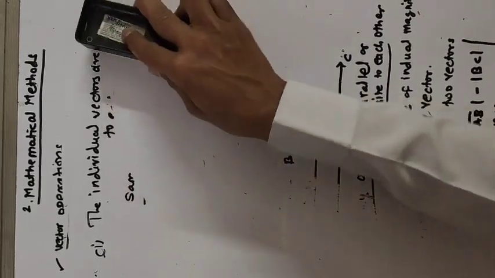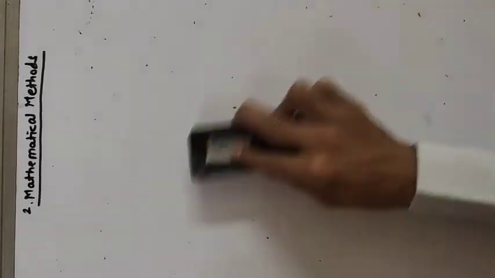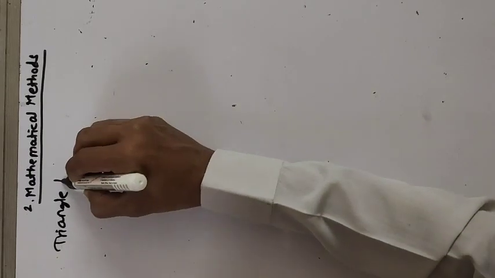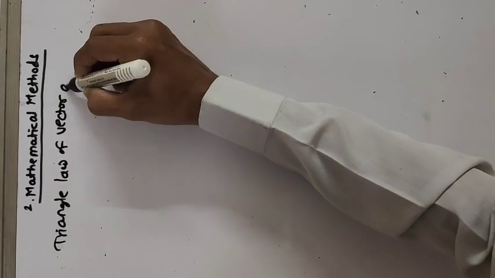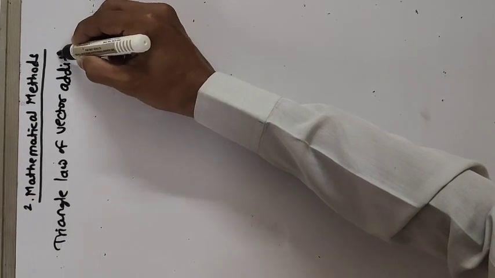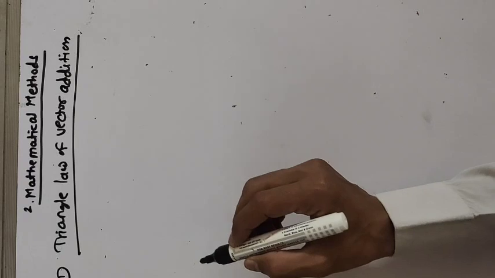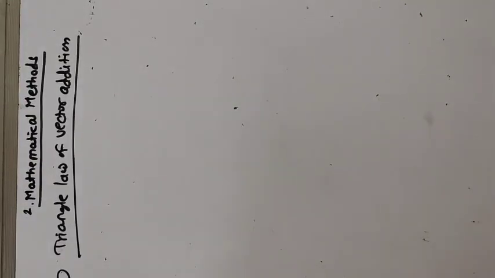Now we are going to see the most important part, that is the triangle law of vector addition. We have to learn two laws. This is the first. What is the statement of this law?